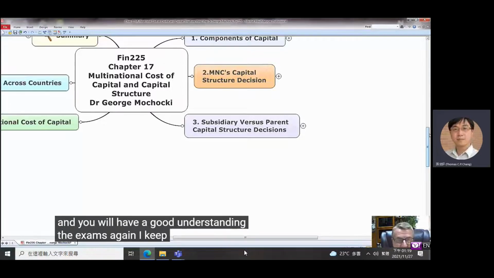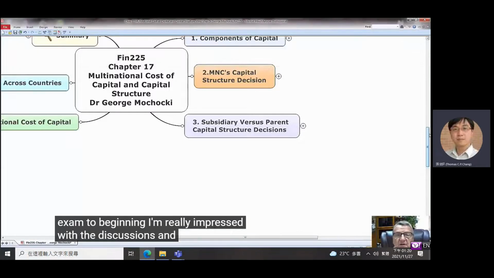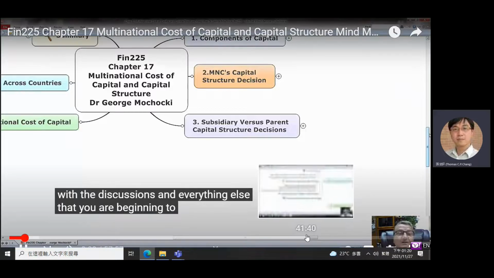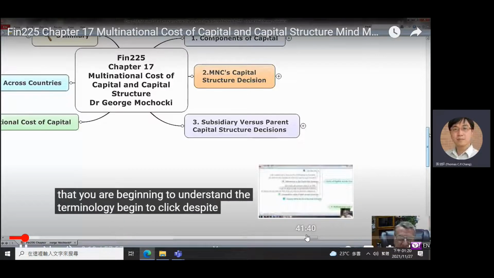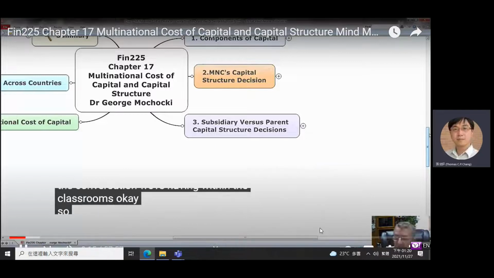The exams, again, I keep on refreshing the exams at the beginning. I'm really impressed with the discussions and everything else that you are beginning to understand. The terminology is beginning to click just by the conversation we're having within the classroom. Okay, so let's get going.